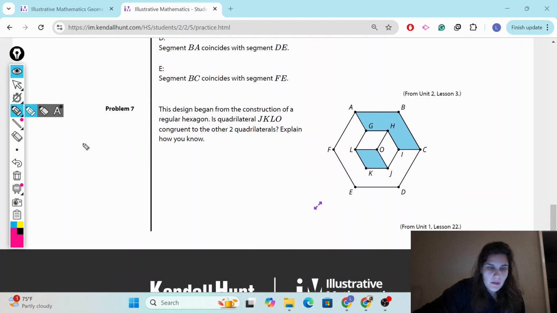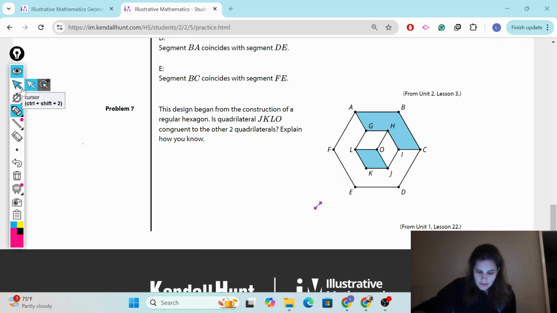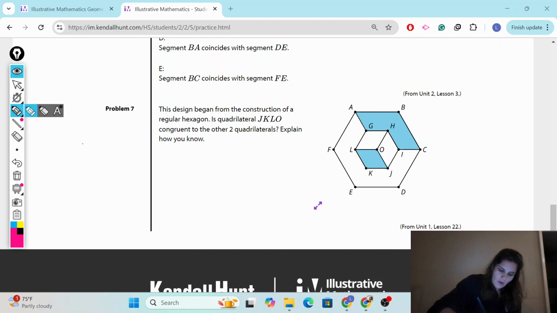We are now going to go on to problem number 7. This design began from the construction of a regular hexagon. A regular hexagon means all the sides of the hexagon are the same length. So AB is the same length as BC, the same length as CD, DE, EF, and FA.